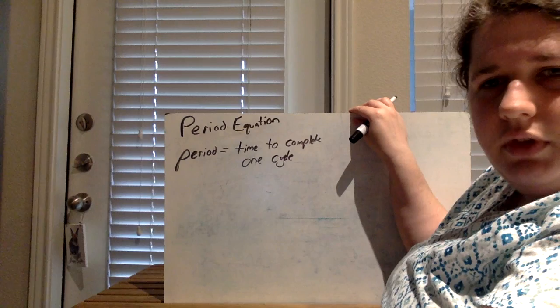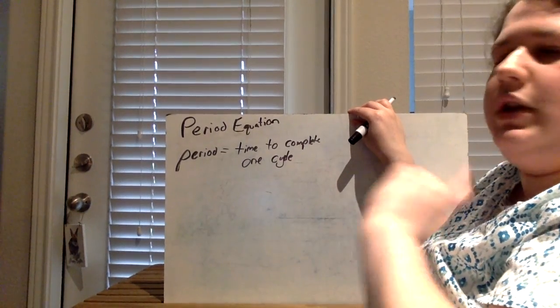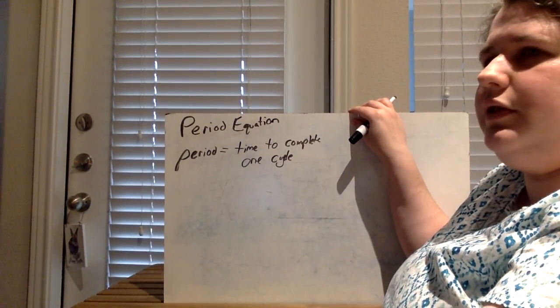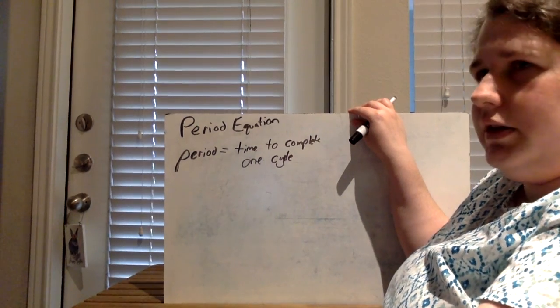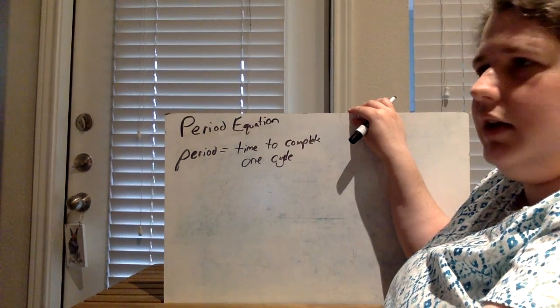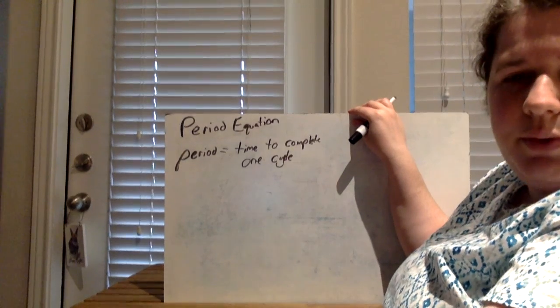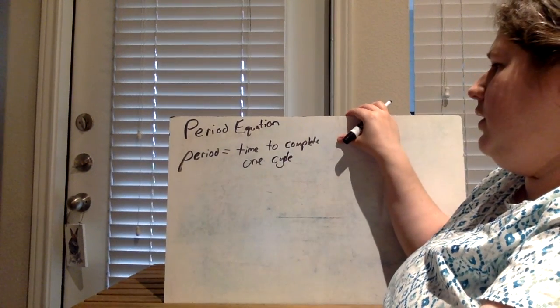Okay, that means how long does it take to complete one lap? How long does it take to complete one loop around the sun? How long does it take to get one full wavelength through? That's what a period is.